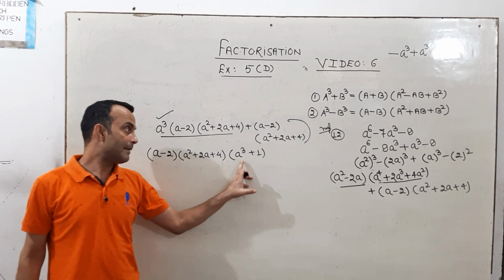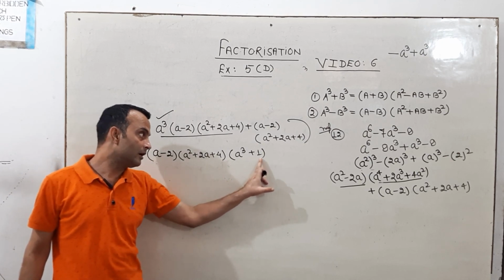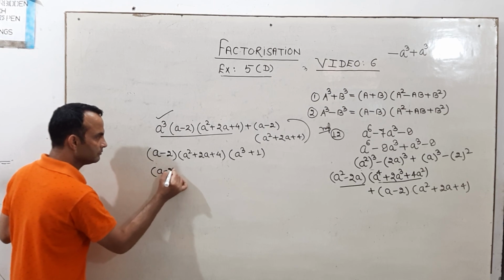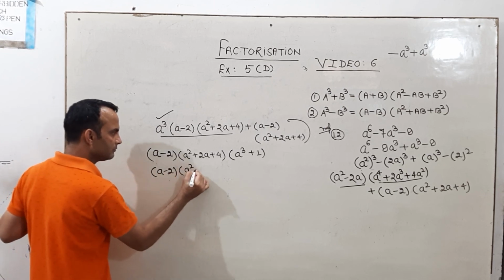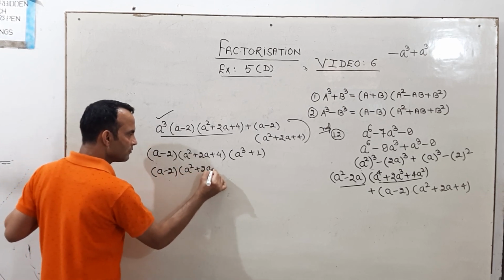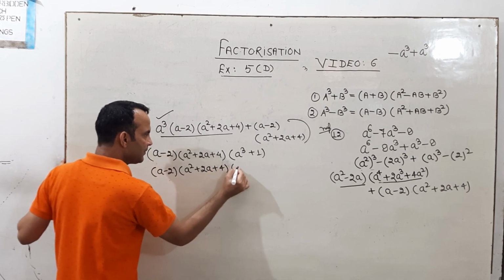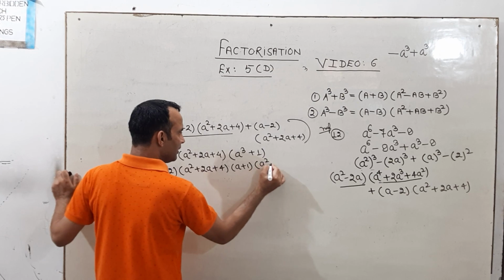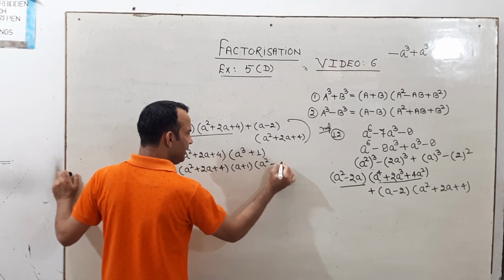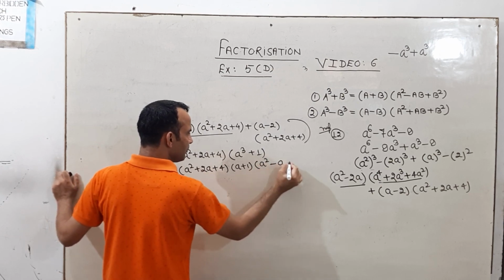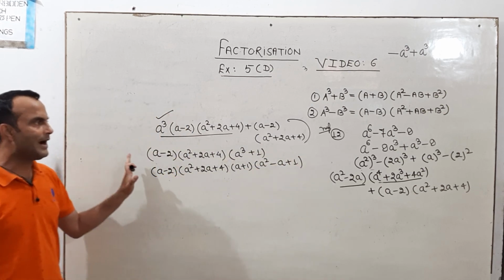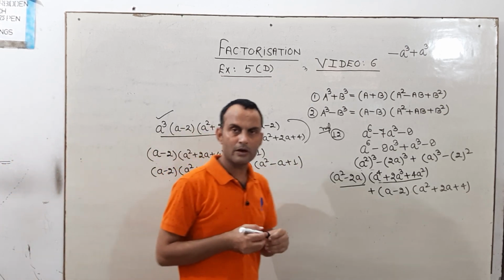Dear student, we can apply the identity once again here. a cube plus b cube. See. a plus b, a square minus ab plus b square. So this is the required solution of problem number 12.